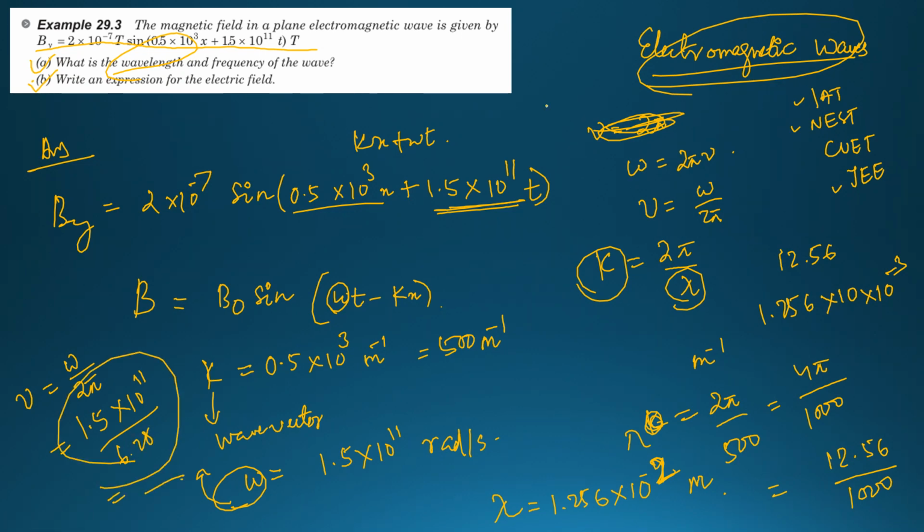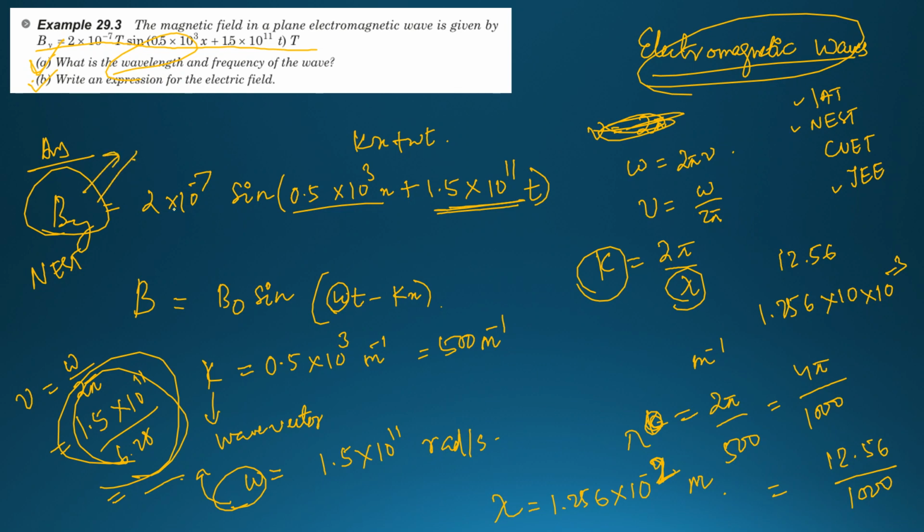You will have a virtual calculator in NEST, IISER or JEE, so there is no problem calculating all this. Okay, so the first question is done. Next is to write an expression for the electric field. How to write an expression for the electric field? So this is a magnetic field in the y direction.